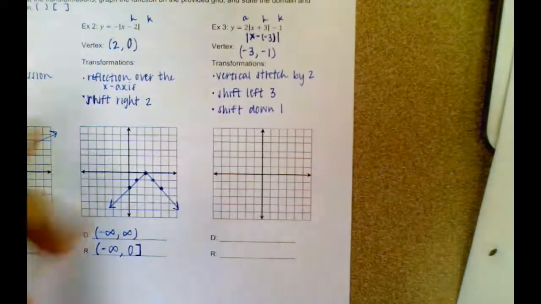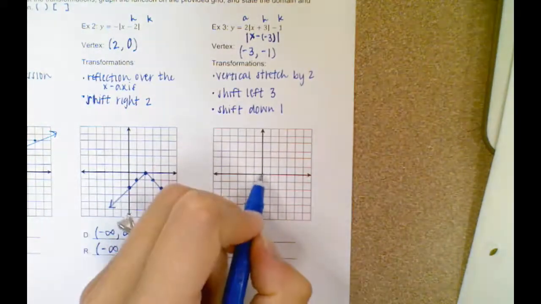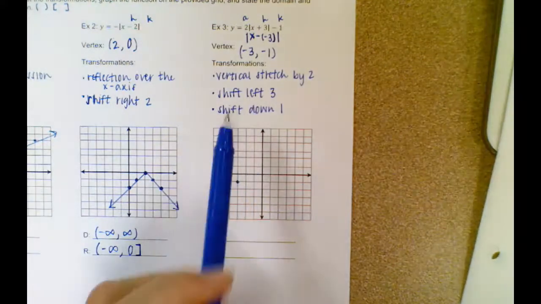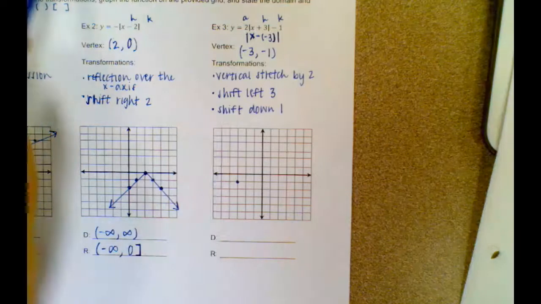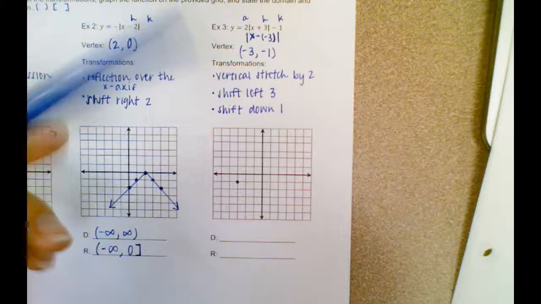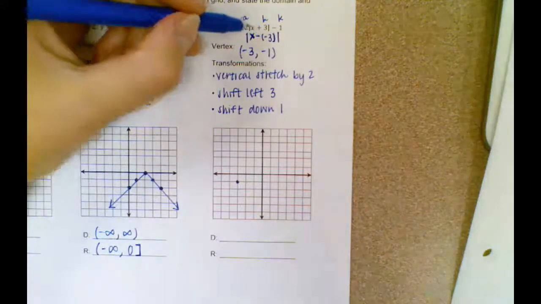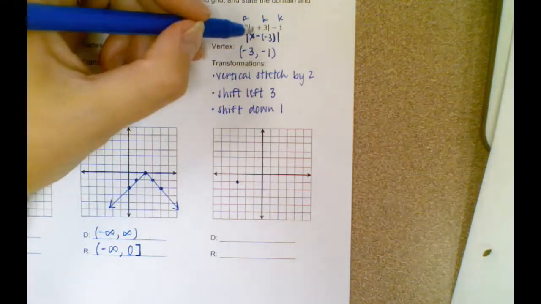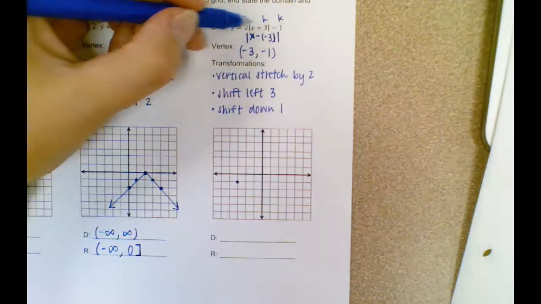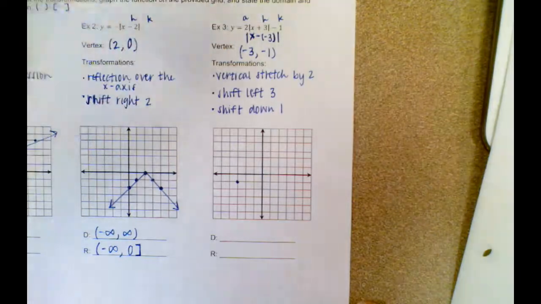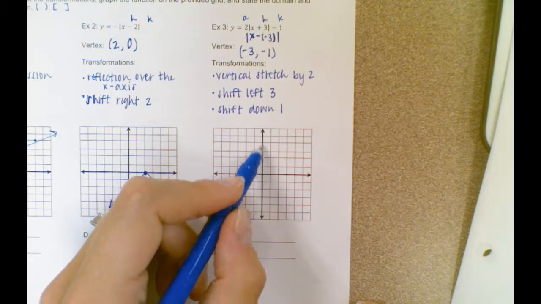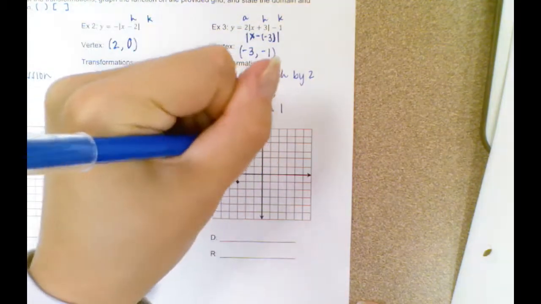Alrighty. So (-3, -1) is my vertex. 1, 2, 3. And then, again, you can just move these points from your table of values of the parent function, but you also can just plug in values here. I'm going to plug in a 0 for x. So 0 plus 3 is 3. Absolute value of 3 is 3 times 2 is 6 minus 1 is 5. So 0 is 1, 2, 3, 4, 5.